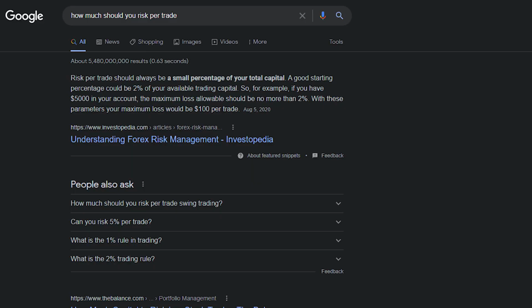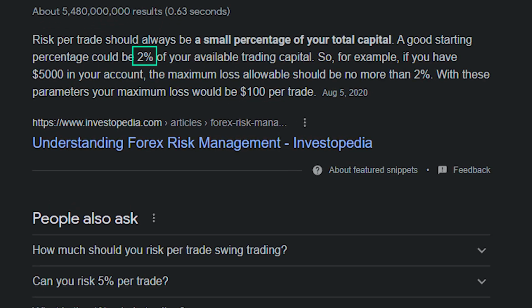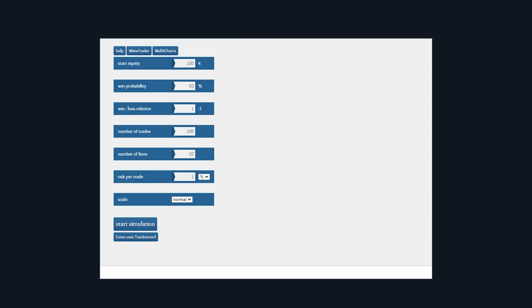This is exactly why it's recommended that you risk 1 to 2% per trade. Let me show you why. This is a trading simulator. So in this example, we're going to start with $1,000, have a win probability of 60%, have 2 wins for every loss, take 500 trades, and finally, we're going to risk 20% per trade.